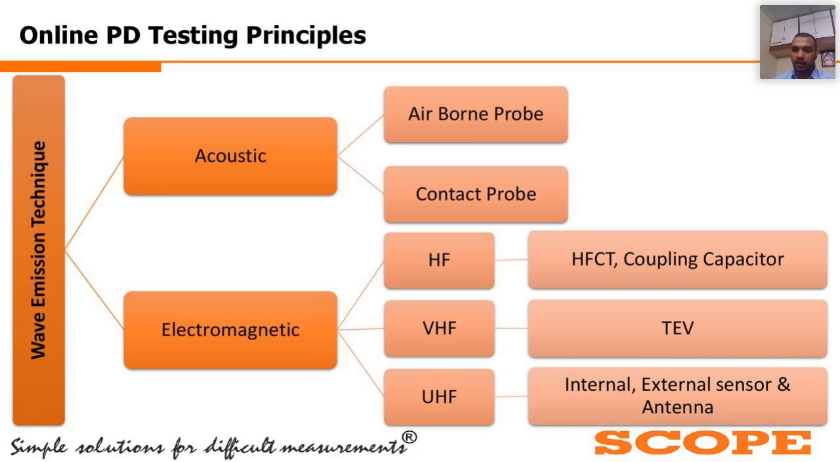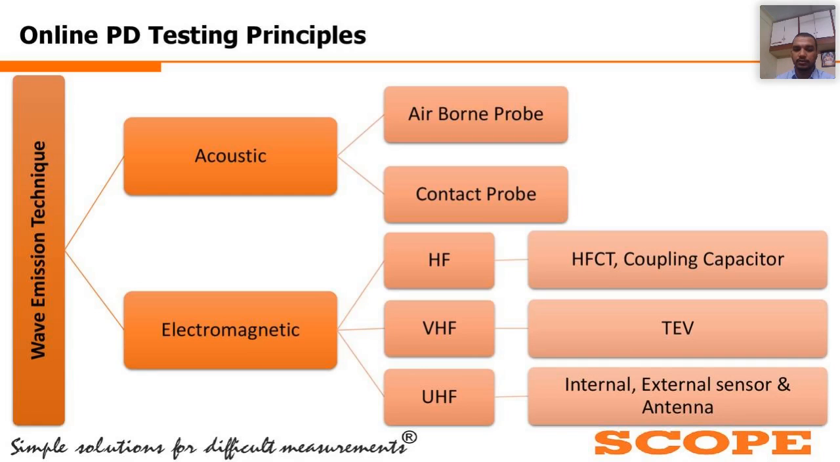Second one is the contact probe kind of sensors. These sensors are required to be put on the surface of the insulation or on the surface of the equipment that you are trying to do partial discharge analysis of. So in acoustic, you have got two kinds of commercially available sensors in the market. First one is the airborne probe or airborne sensor. Second one is the contact probe or contact kind of sensors.